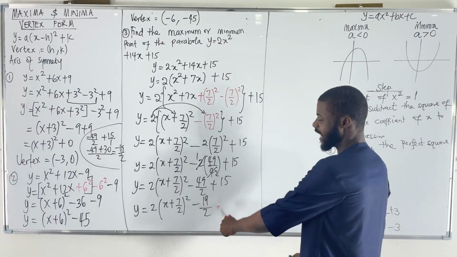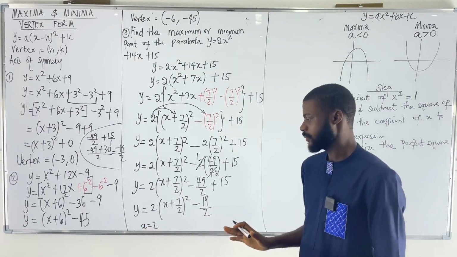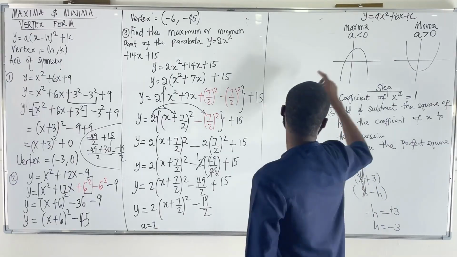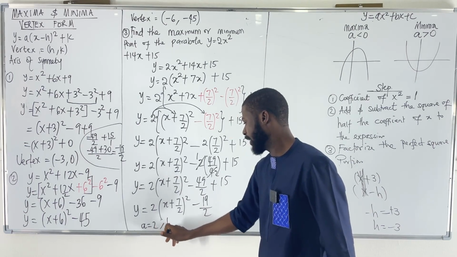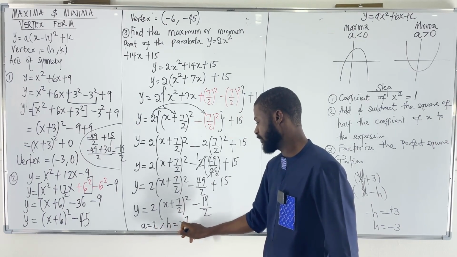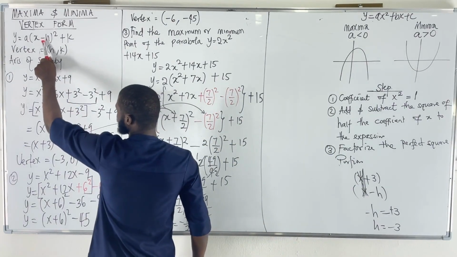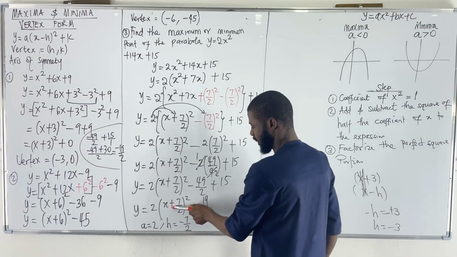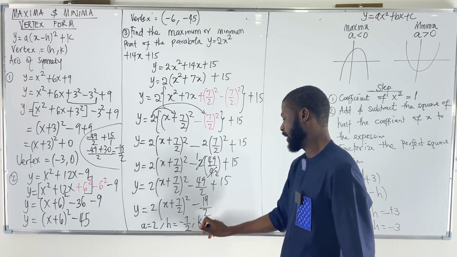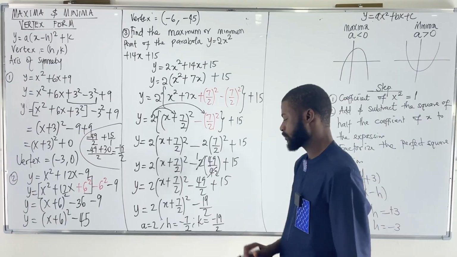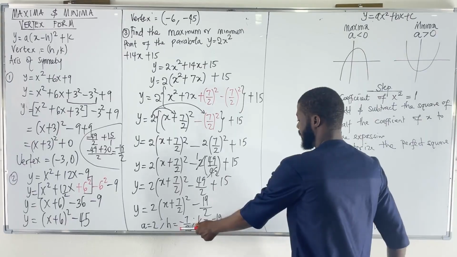Now, after every single thing that we have done, our A is 2. Since A is greater than 0, that's a minima or a minimum point. Then our H is minus 7 over 2. Please take note that the H here has a minus with the formula. So if you have a plus here, it's going to become minus 7 over 2. And then K is minus 19 over 2.